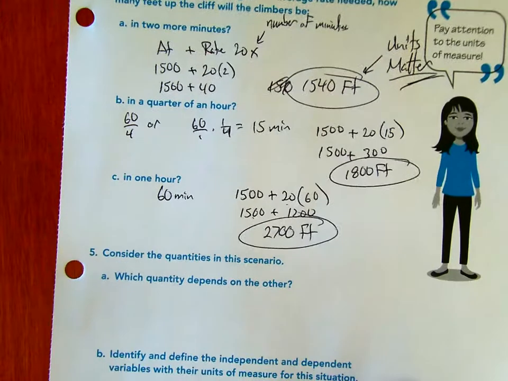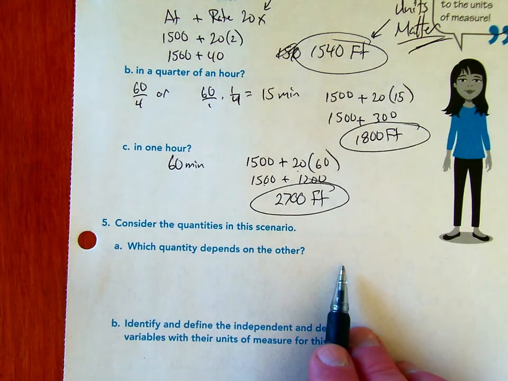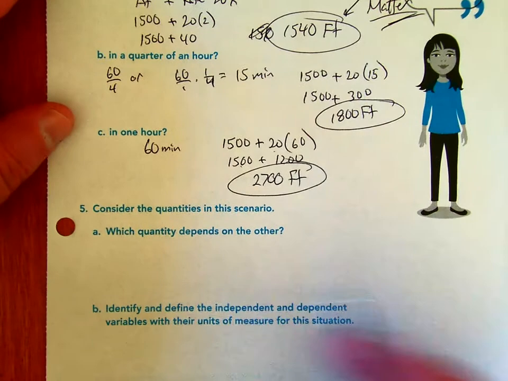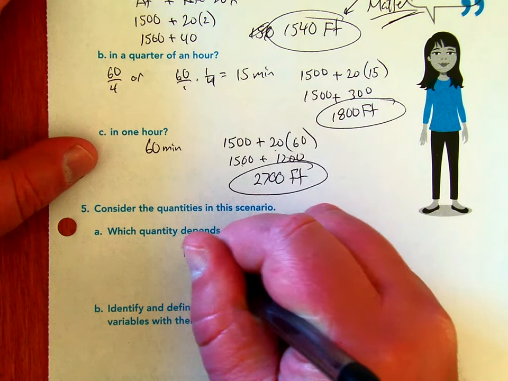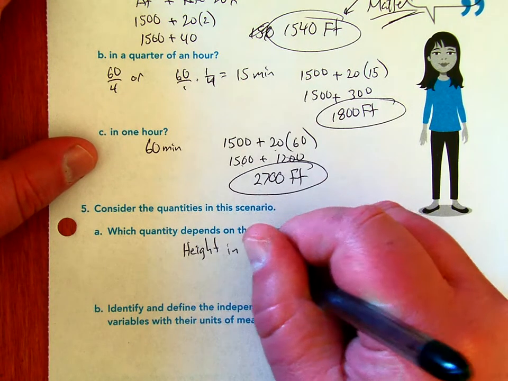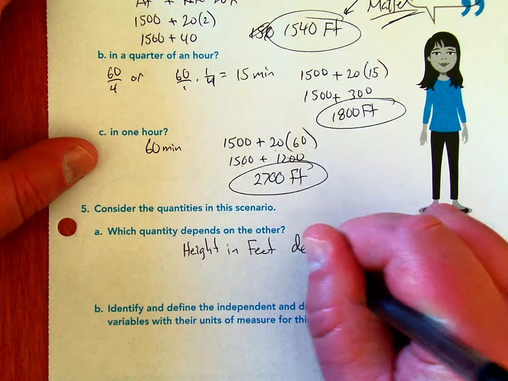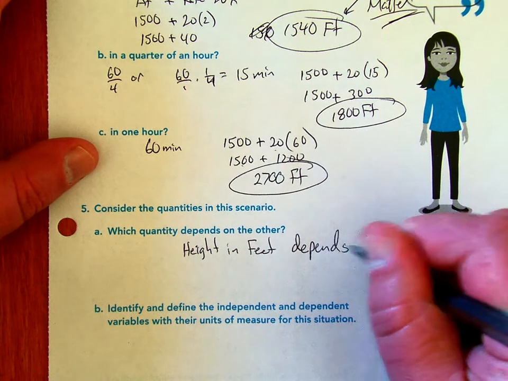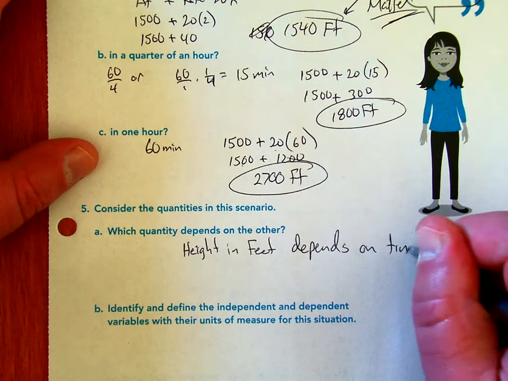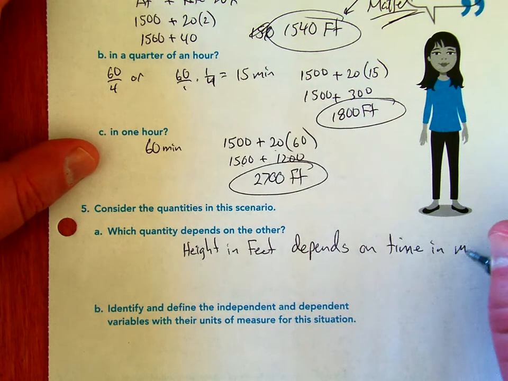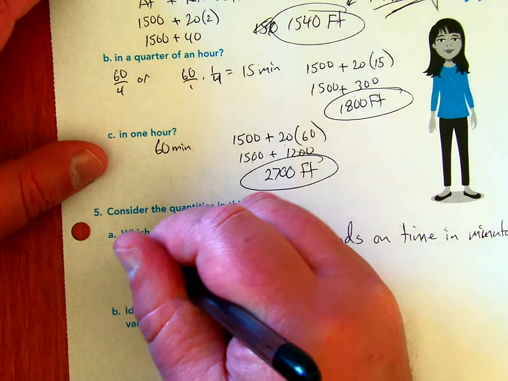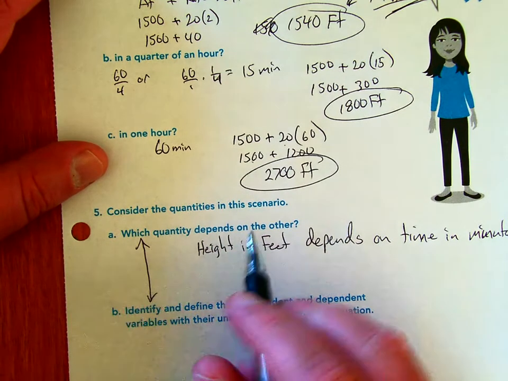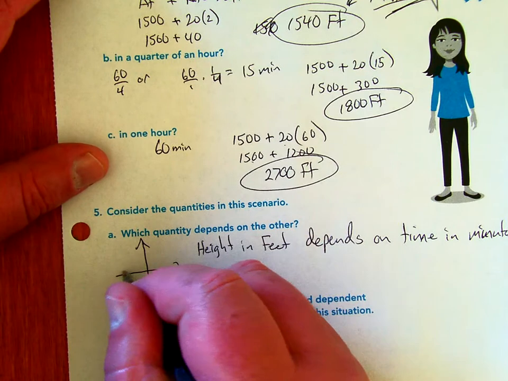In this problem, which quantity depends on the other? Their height. The height of their climb, or height in feet, depends on time in minutes. So my y-axis is going to be their height in feet, and my x-axis is going to be time in minutes.